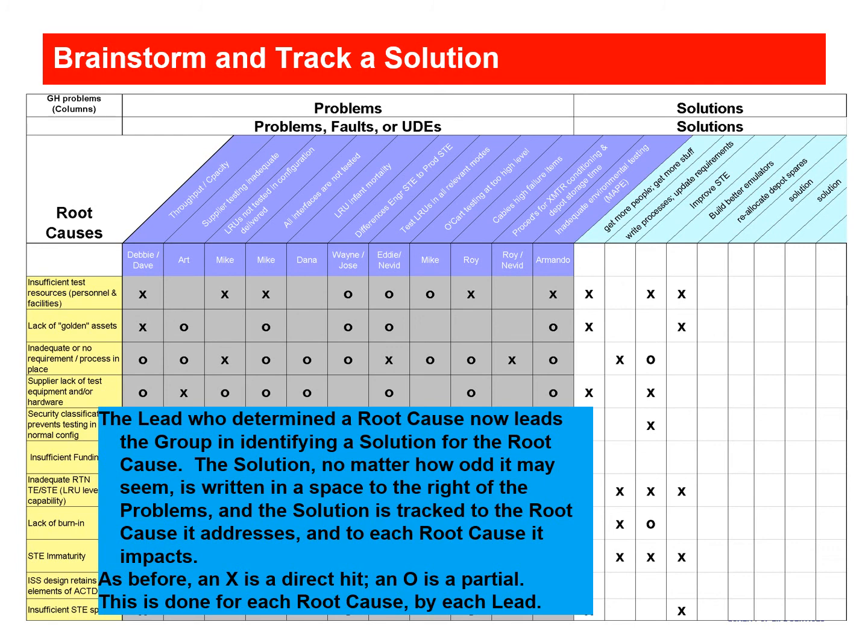write processes, update requirements, and he put an X in there, and then they dropped down the column, and the team agreed that also is a hard hit on 3 more of the root causes. The next one, I'm not sure who led it, but improve the STE, sure, that's an X for insufficient test resources, of course, and then drop straight down the column, and the team agrees on where the particular solution will be of use solving the root causes, and so you enter the X's and O's.